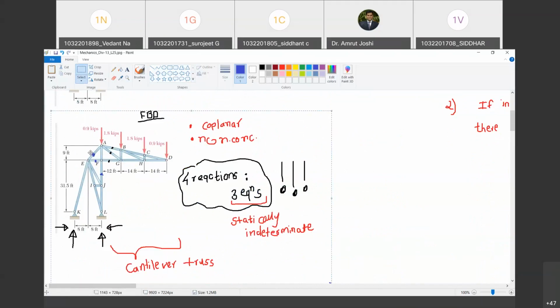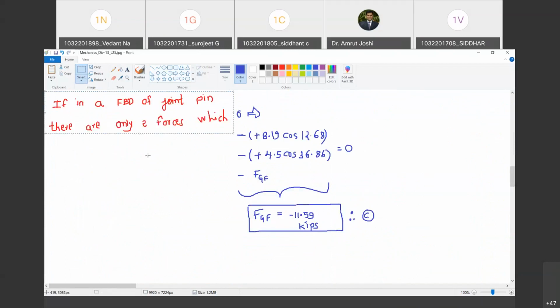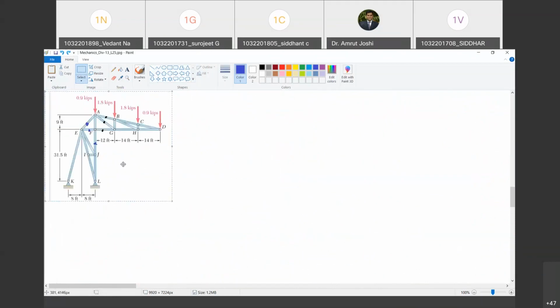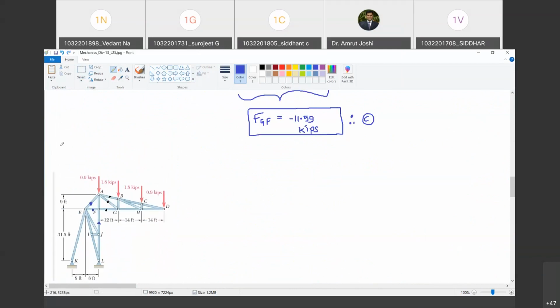And how does that section look like? So let me draw that. So part B of the problem, I will start with a new section, and I'm going to take a section like this. Are you with me? Yes, sir. Does it divide the truss into 2 parts which are not connected after taking a section? Yes. Does it pass through only 3 members? Yes. Does it pass through the members in which you want to find out forces? Yes. So it is a legitimate section.